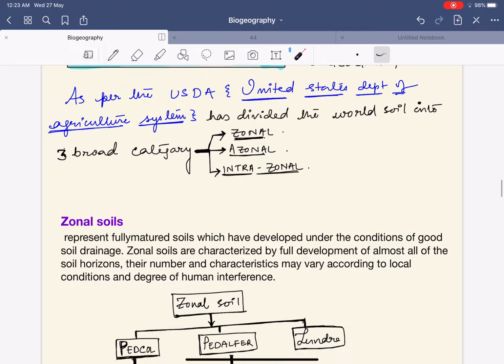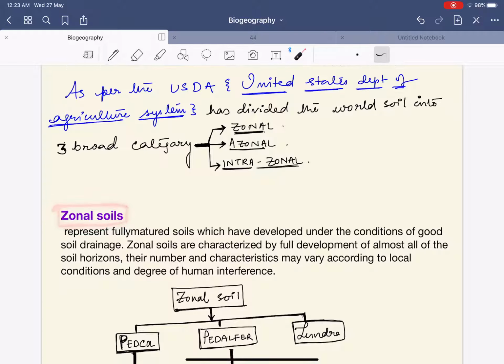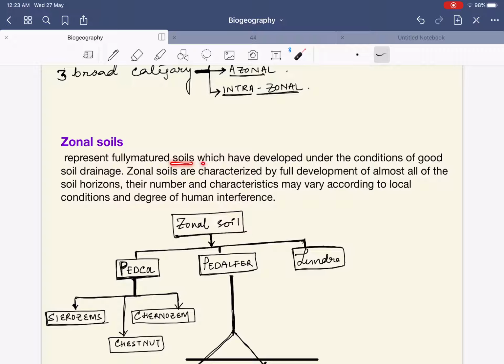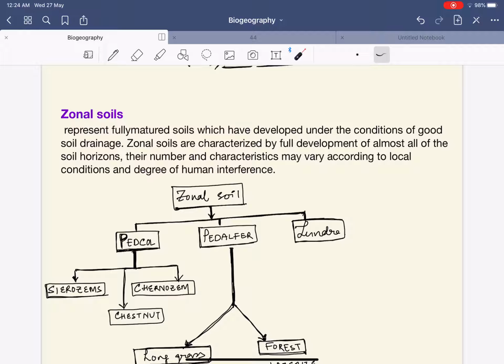Let's start. First of all is your zonal soil. The zonal soil represents the fully matured soil which has developed under the condition of good soil drainage. This is the first definition of zonal soils. The zonal soils are characterized by the full development of almost all the soil horizons. I have written almost all, meaning not necessarily all the soil horizons are developed, but almost all are developed; their number and characteristics may vary according to the local condition and degree of human interference.